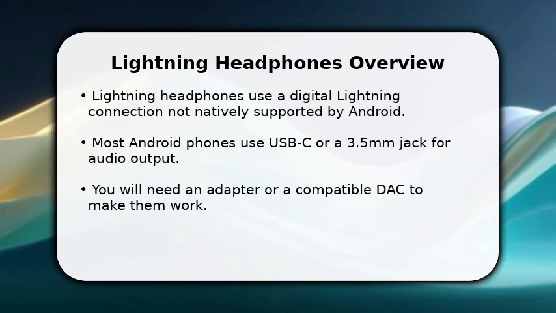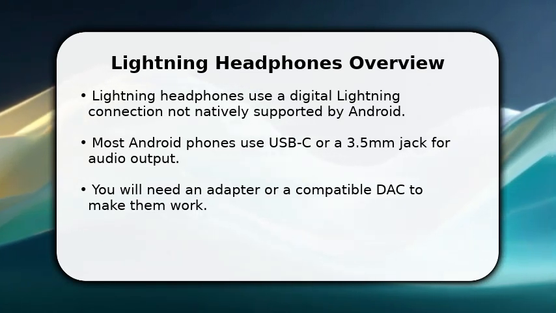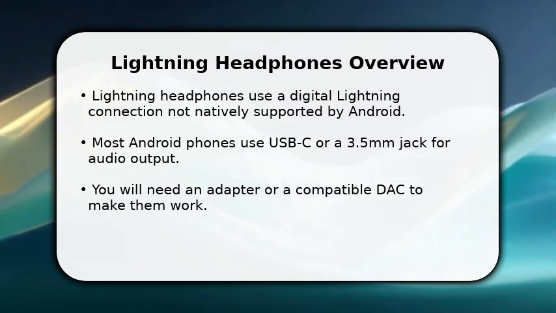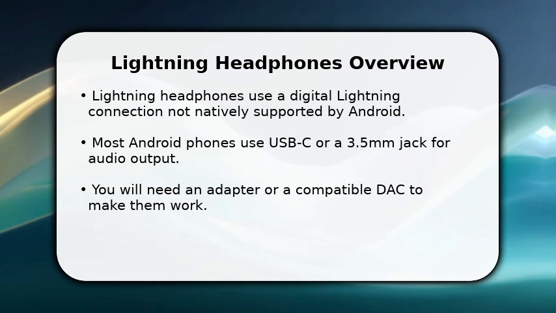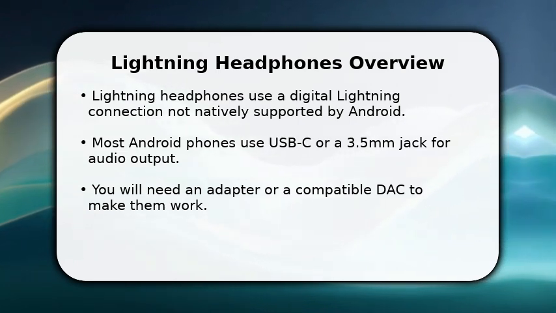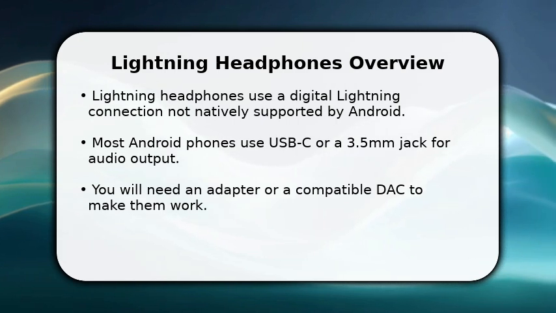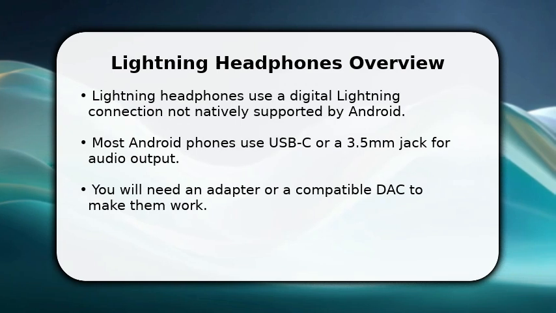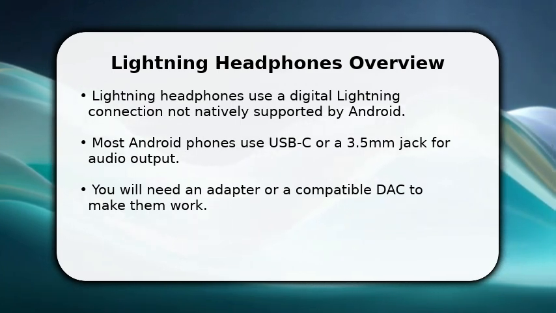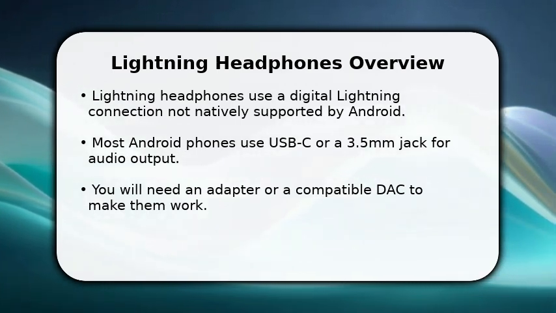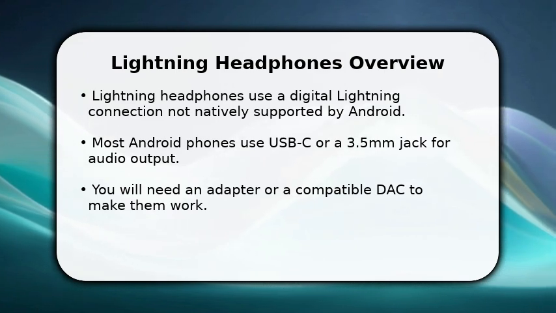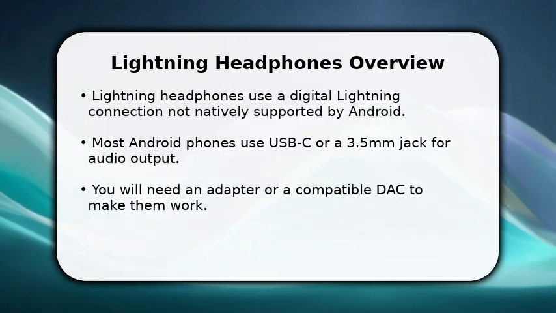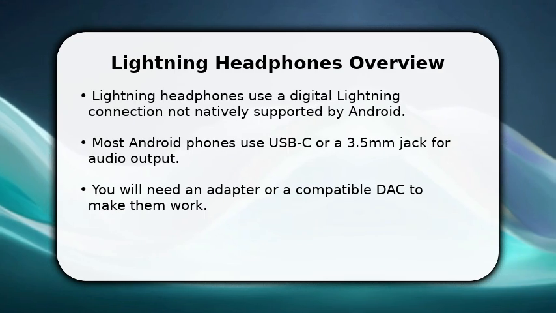Lightning headphones use a digital Lightning connection that Android does not natively support. Android phones typically use USB-C or a 3.5 jack for audio output and signaling. To use Lightning headphones, you need a compatible adapter or an external DAC that converts Lightning to USB-C or 3.5 analog. Some adapters include built-in digital-to-analog conversion for power and controls.